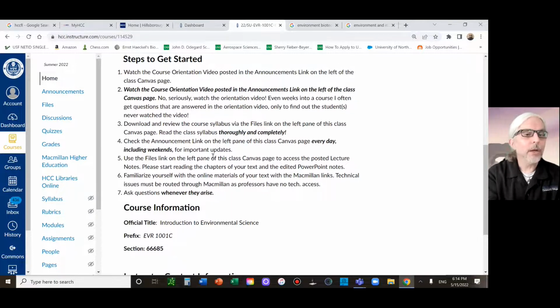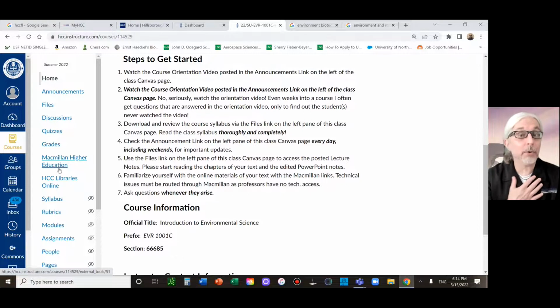Beyond that, again, here's your files link. You can see it's right over here, files. There's a lot of stuff in the files link because, of course, again, this is all online. And then, of course, familiarize yourself with the online materials, including Macmillan links. You can see Macmillan Higher Ed here. So if you purchase the ebook, which means you went to the Del Mar campus and you purchased the access code to access the ebook, that does not come from professors.